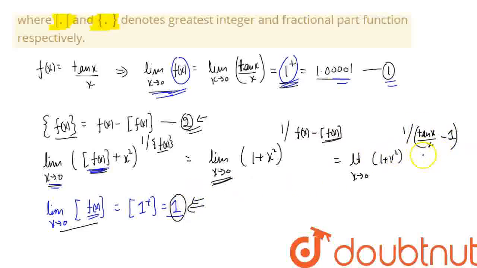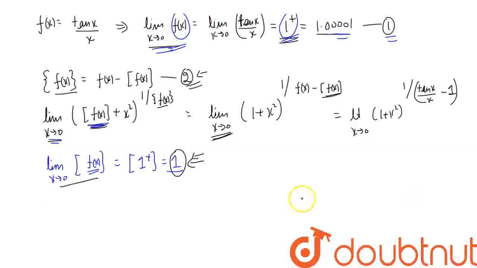Now we are going to solve this, but before solving it we know that as x tends to 0, this base would tend to 1 plus 0, since x square is 0. So this base would tend to 1. And as x tends to 0, in the power we have 1 whole divided by tan x by x minus 1. As x tends to 0, the tan x by x tends to 1 plus or 1.